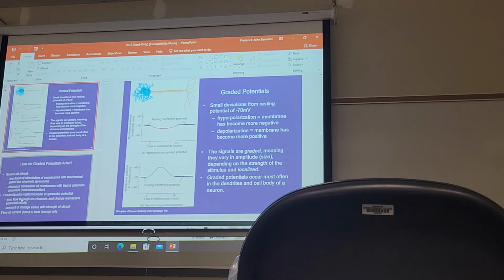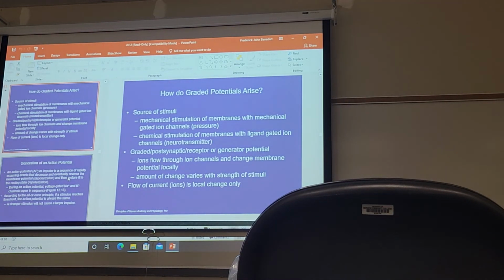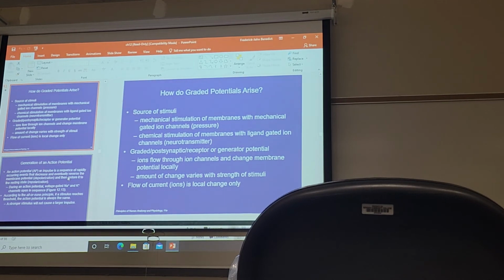So when we have a gradient potential, basically what happens is we have a signal. We have the resting membrane, where it gets an impulse, a depolarization event, and then it gets repolarized. And it goes back to resting. So how do they come about? You get vibrations. You get chemical stimulations, like a ligand, a neurotransmitter basically affected.